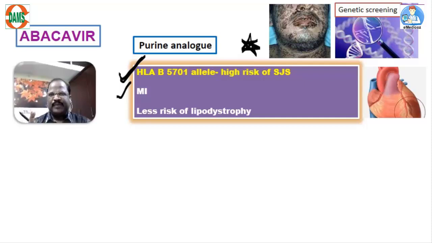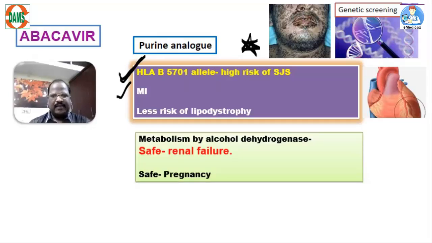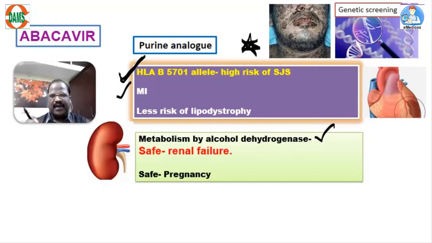Here are two very important points in an HLA-B*5701 allele patient: be careful, and this also has a risk of causing myocardial infarction. Another important point, Abacavir undergoes metabolism by alcohol dehydrogenase enzyme, so it is safe in renal failure. This point is very important. We know all the NRTIs except Zidovudine and Abacavir are unsafe in kidney failure. So remember, Abacavir is safe in kidney failure because it undergoes metabolism by alcohol dehydrogenase.